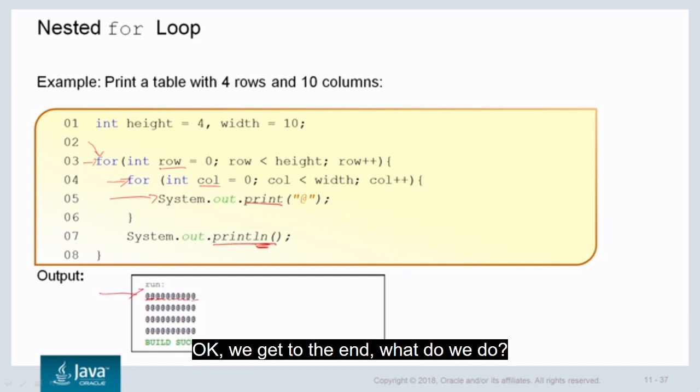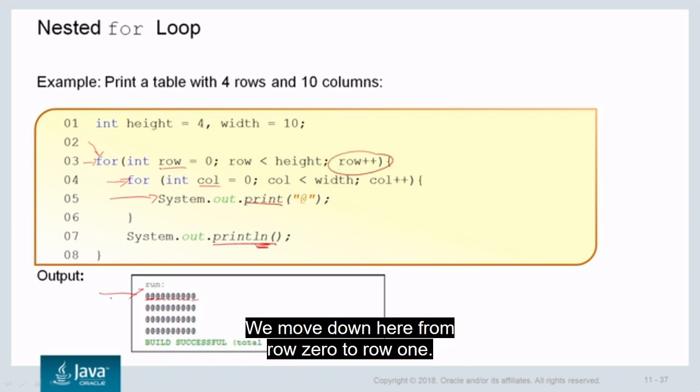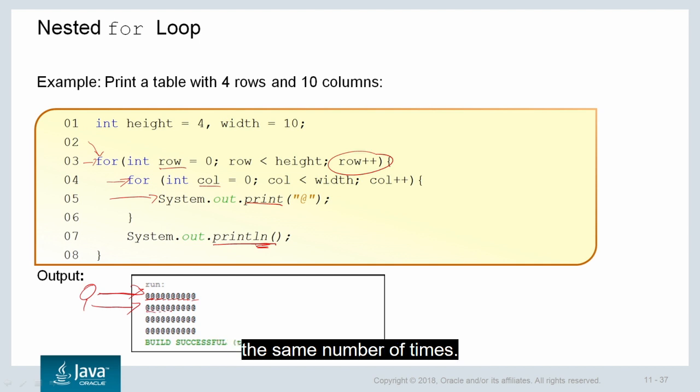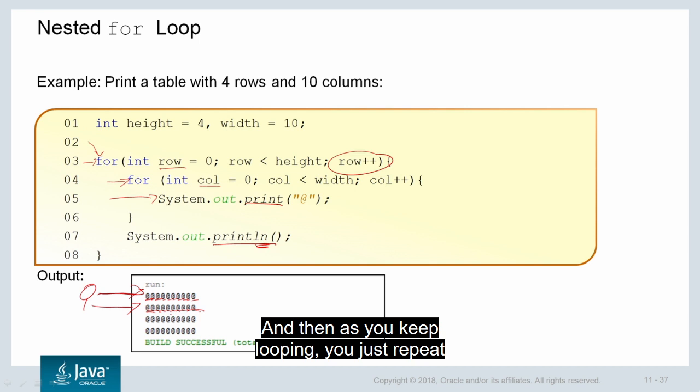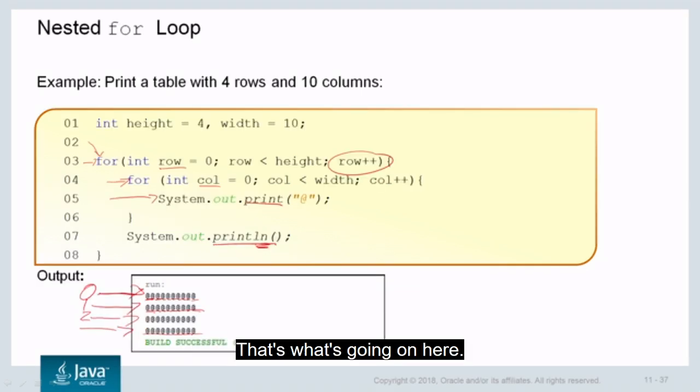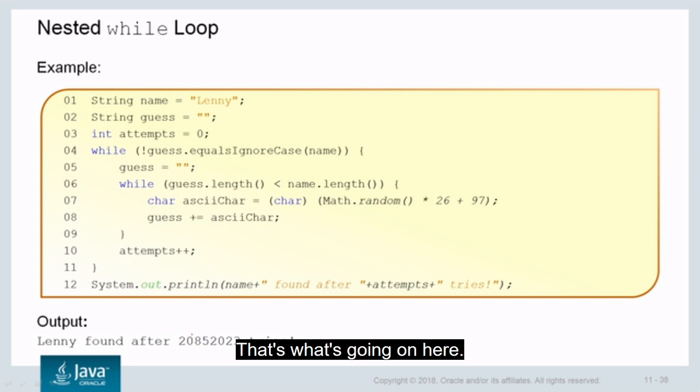Okay, we get to the end. What do we do? Well, we increment the row. We move down here from row 0 to row 1. And then we repeat what we did before, printing the at characters the same number of times. And then as you keep looping, you just repeat that for all of the columns that you want. Column 2, column 3. That's what's going on here.